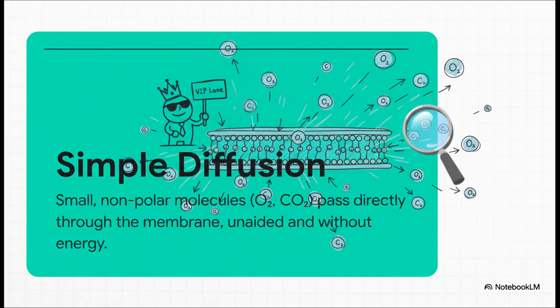First up, we've got simple diffusion. This is like the express lane for really small, uncharged molecules. Think oxygen and carbon dioxide. They're so tiny and neutral that they can literally just slip right through the oily membrane. No questions asked, no help needed.